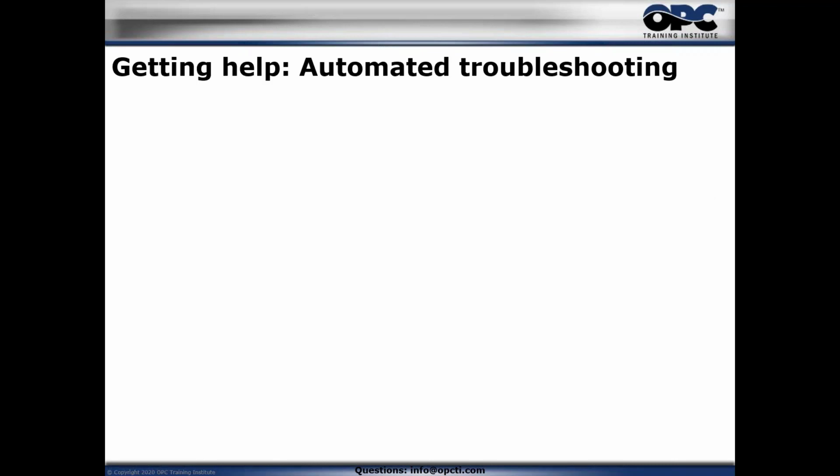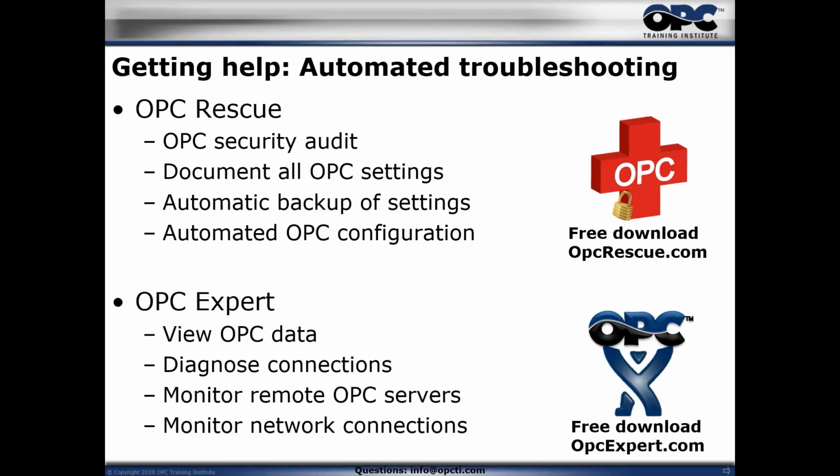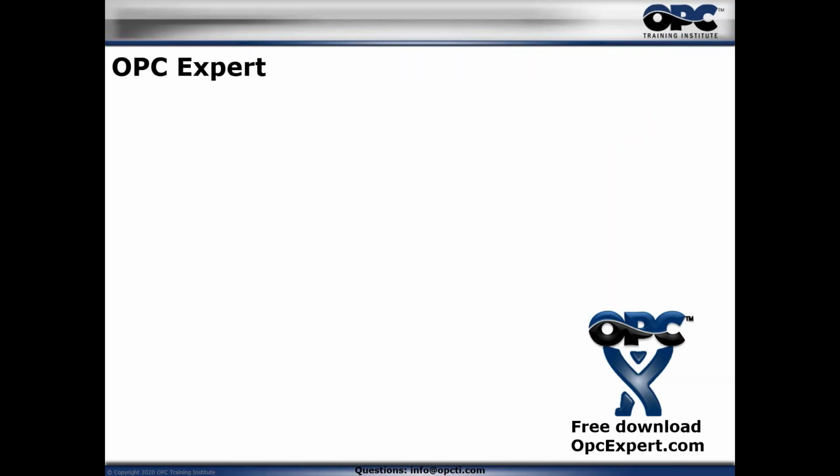So, troubleshooting. Troubleshooting is a very big thing, obviously, in OPC. You can download OPC Rescue or OPC Expert. Both of those are free downloads to help you troubleshoot your connections, your OPC DA and UA connections, and see what's going on. They're both free and both meant for you to use to get your communication working properly.